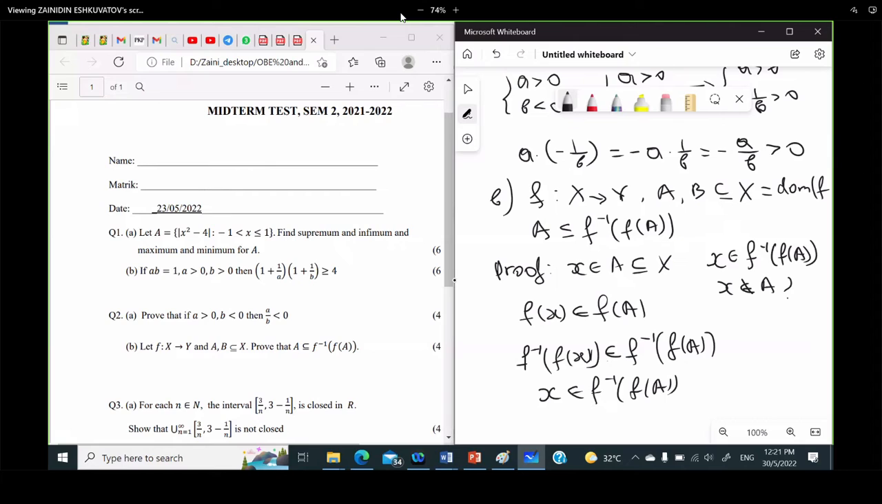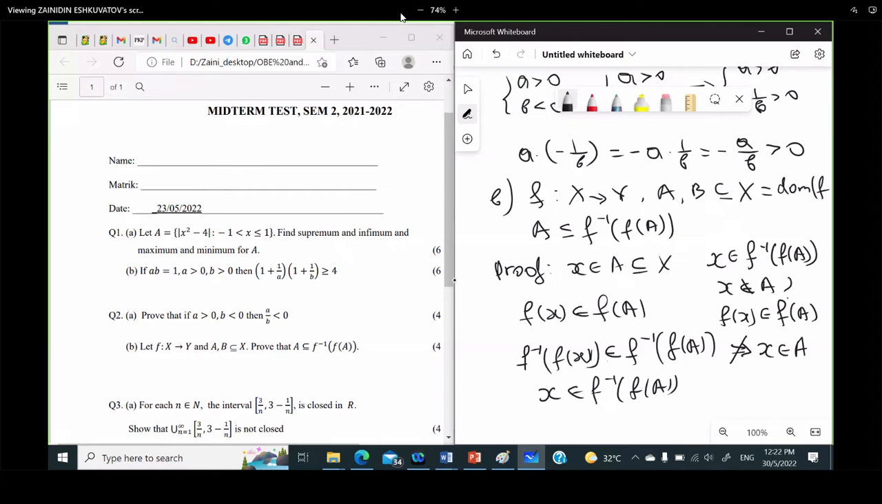Now I have taken the x from this and act f on both sides of this. It will be f of f minus 1. F of f minus 1 is actually equal to the identity operator. So it is f of A. So f of x is an element of f of A. But from here, we cannot conclude that x belongs to A.